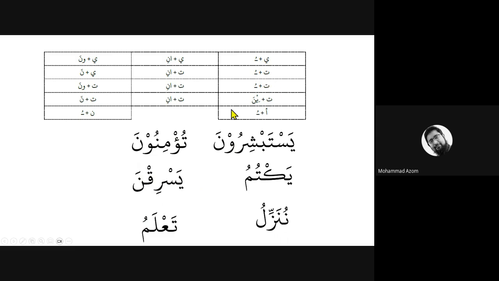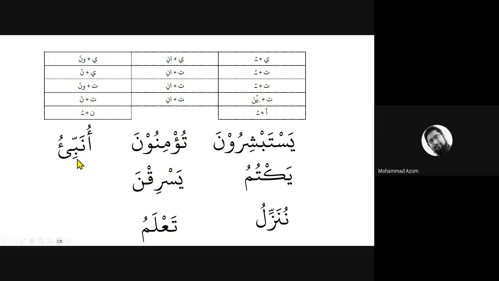Ta'alamu means to know. So it means you know or she knows. It could be any of them, depending on the context. You need to know whether it is she or anta, you. Is it clear, everyone? Okay.